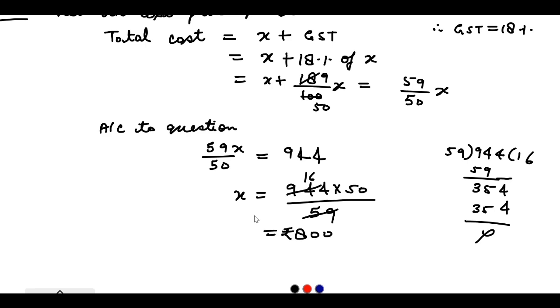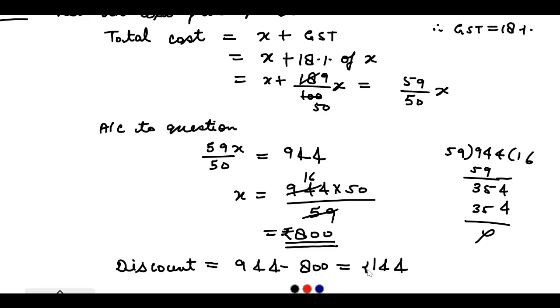It means if the CP of the coat is rupees 800, then the customer has to pay rupees 944 as CP plus GST, total cost. Then discount is equal to original price of the coat, 944, and the customer's choice is 800, means he wants the discount of rupees 144. That is our answer.